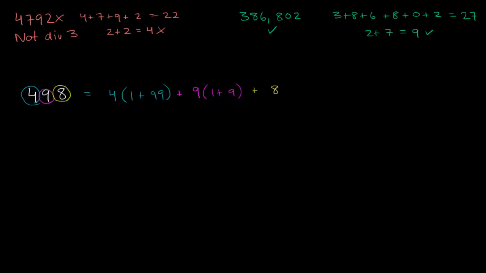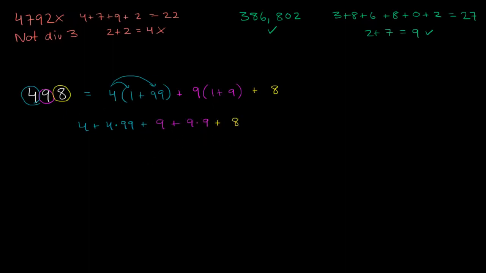And then finally, this 8 that's in the ones place, that's just 8 times 1, or we could just write plus 8. Now, we can distribute this 4. This is 4 times 1 plus 4 times 99. So it's 4 plus 4 times 99. Do the same thing over here. This is the same thing as plus 9 plus 9 times 9. And then finally, I have this 8 right over here.